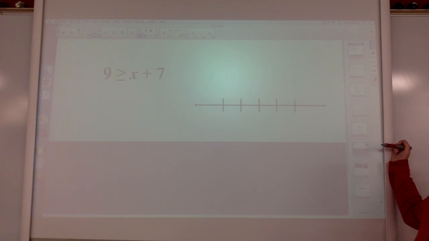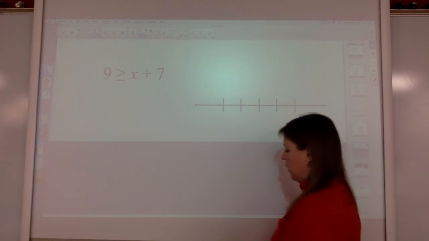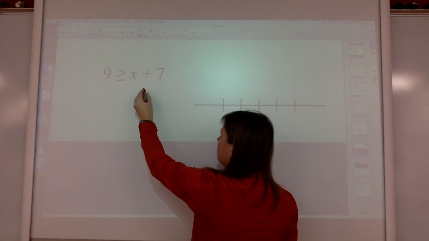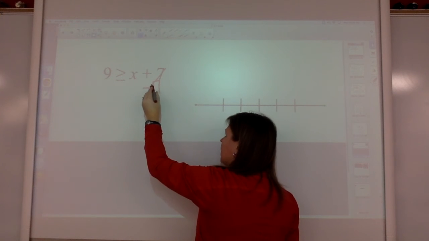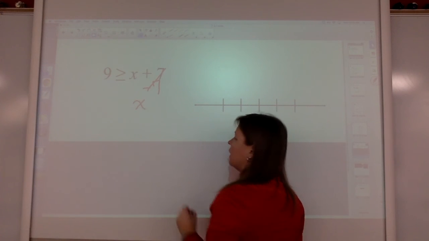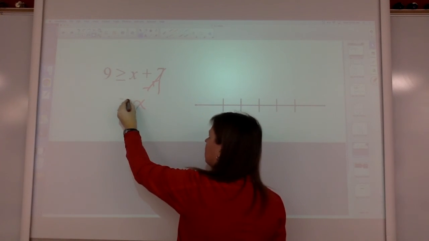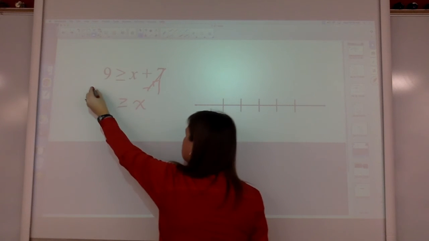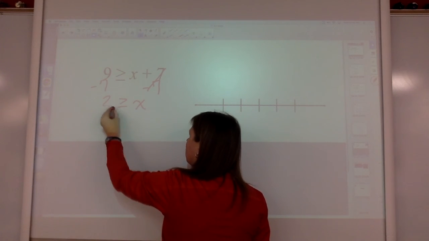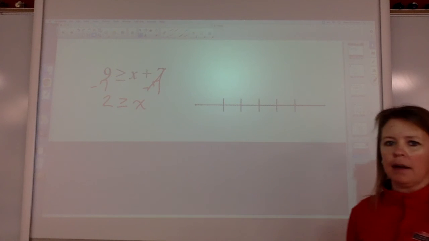Next up, still a one-step solving equation, but it's in a different order. Order doesn't matter when we're solving. You're still trying to get the number away from the variable. So write this down. We're going to minus 7 this time over here so that we can isolate our x. Keep your sign, but if you minus 7 there, you have to minus 7 there, and you have 2 is greater than or equal to x.